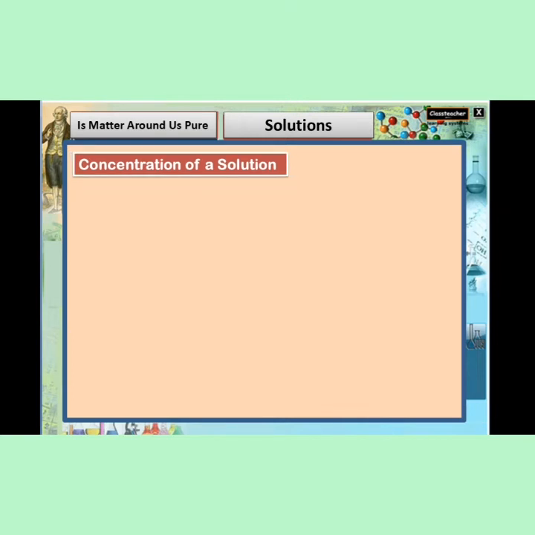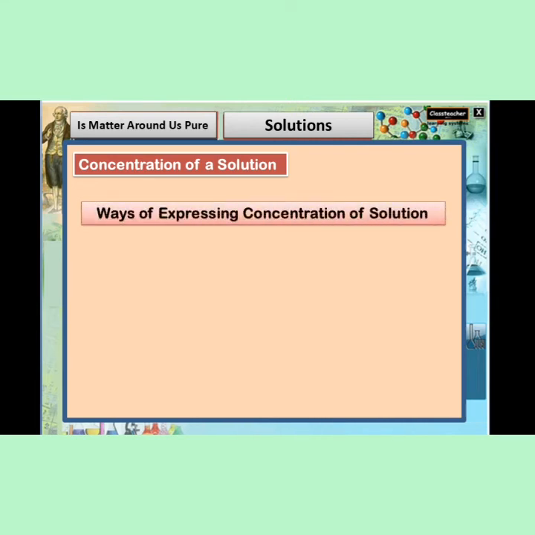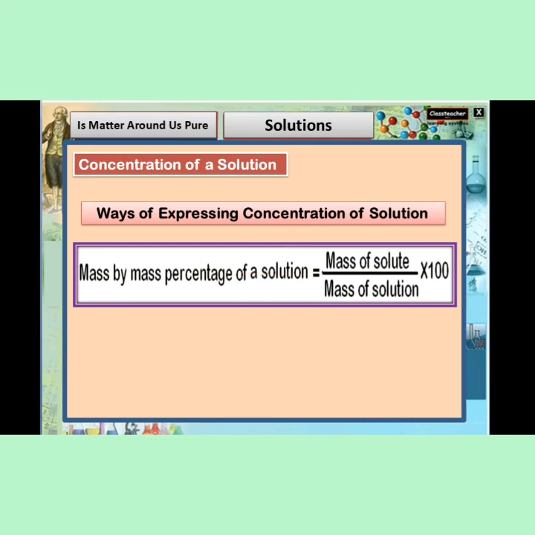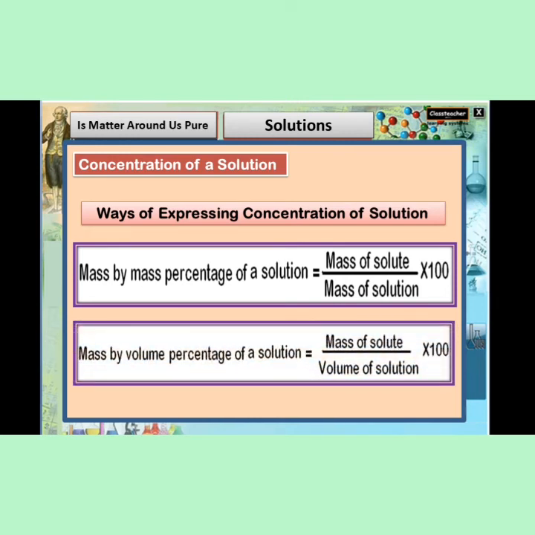Now, from this part, mathematical problems will always come in the exam. The 3 marks problems will come in the exam. So we have to know about the ways of expressing the concentration of solutions. There are basically three types of expressing this concentration term. One is the mass by mass percent of solutions, another is the mass by volume percent of solutions, and the other is the volume by volume percentage of a solution.